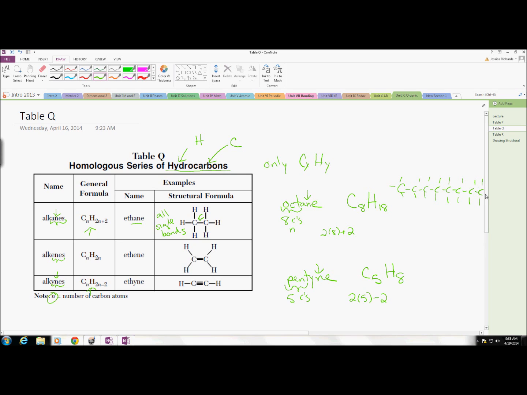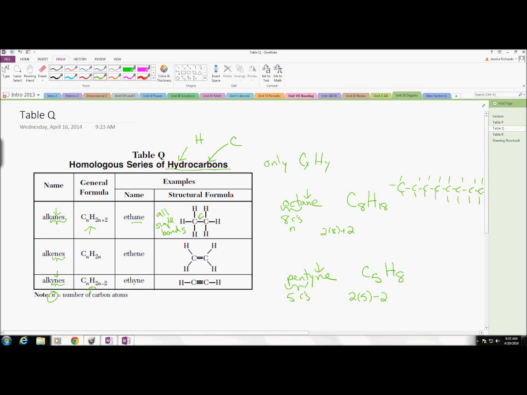One of the things you're going to see is that a lot of times we don't bother to write the H's because it gets messy. You need at least the lines, though. You either have to write the H's or at least put the lines around the carbons.